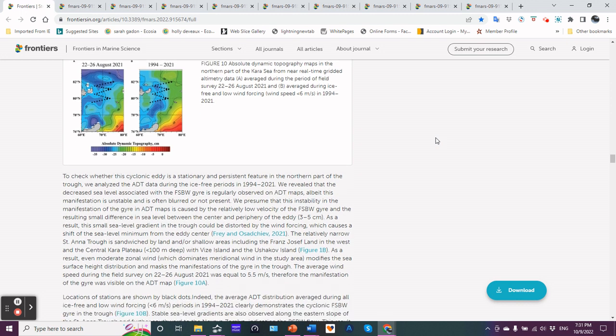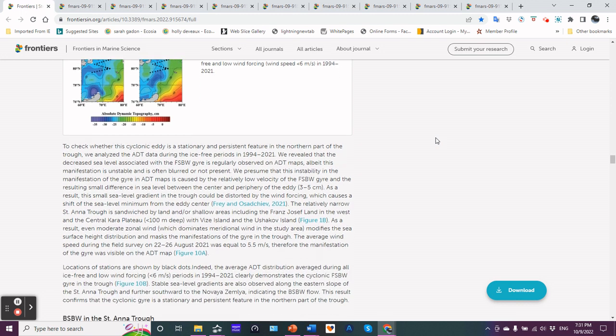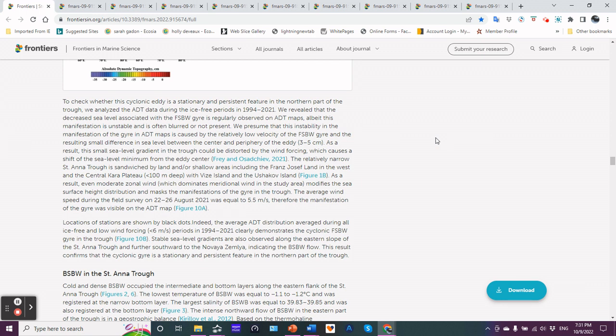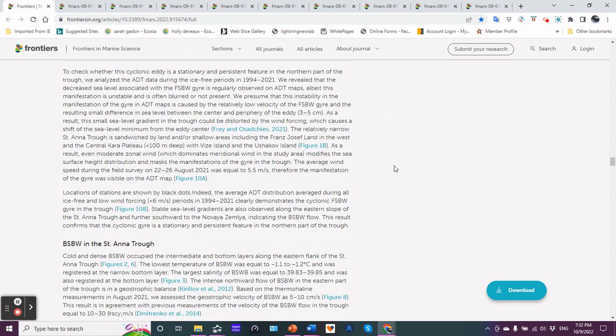Big attempt, it's not necessary to look at that, but what they did want to look at is whether the cyclonic eddy is a stationary and persistent feature or if it's temporary. And basically, their determination is that it typically is pretty much persistent.